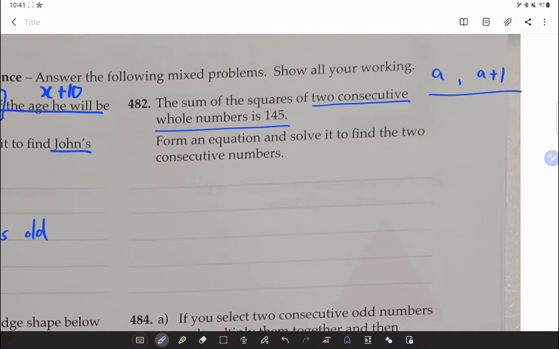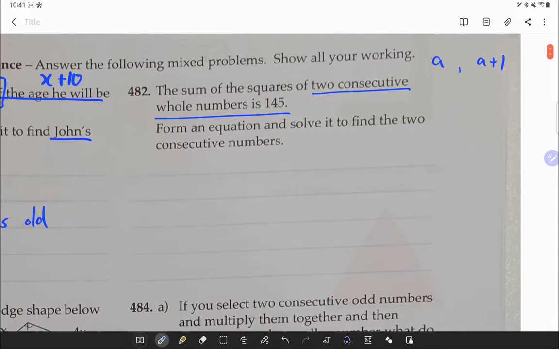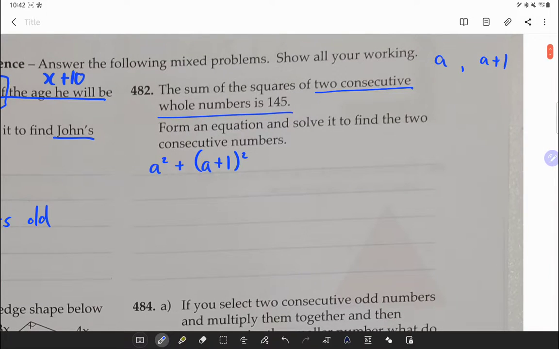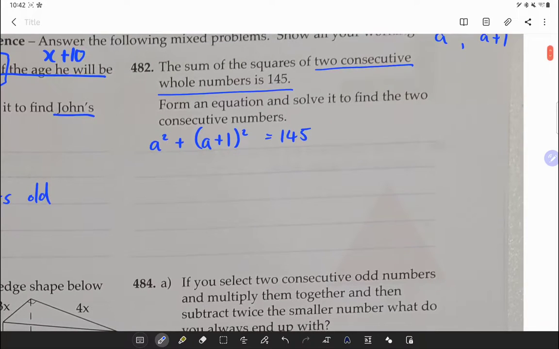This is better for us because it only has one variable to work with, and we're more likely to get a nice equation that we can actually solve. Sweet, let's go. The two consecutive numbers, the sum of the squares is this. That's a square. That's the square of the second number, and the sum of those two squares, when you add them together, is 145.